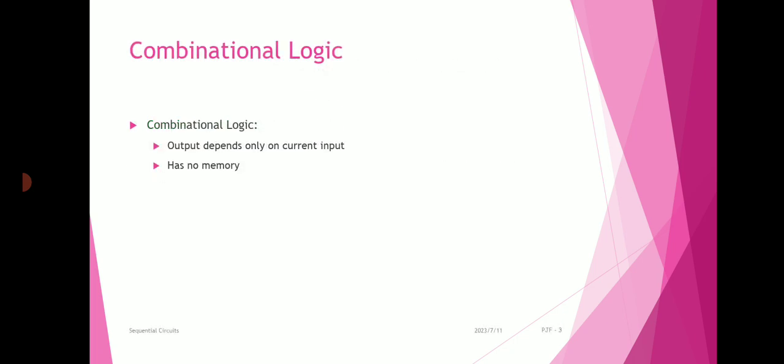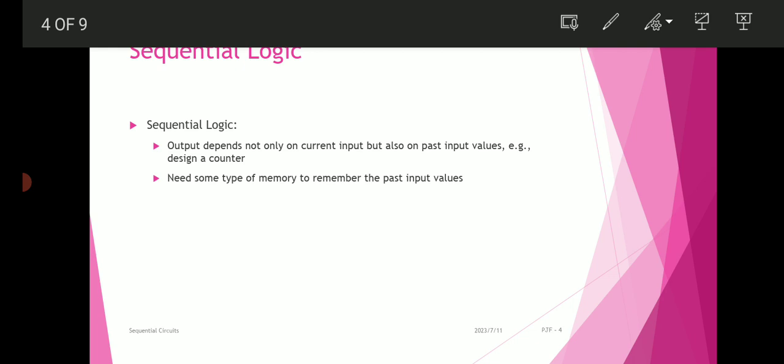First, the combinational logic depends only on the current input and has no memory. But sequential logic is a digital circuit that stores and uses the previous state information to determine its next state. A combinational circuit depends only on the current input values for producing the output, but sequential circuits depend on both the current inputs and the previous states that are stored in the memory elements.